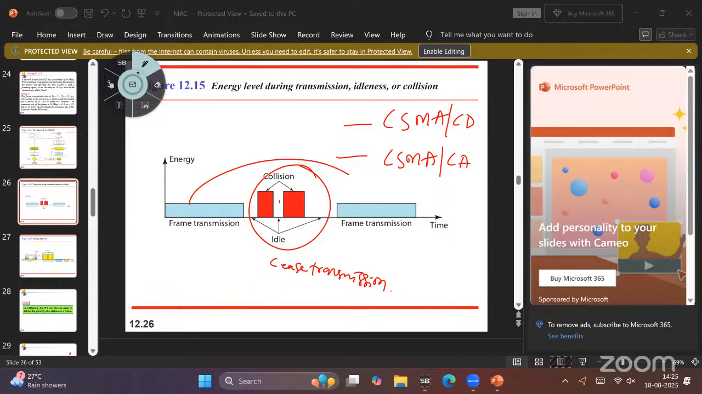Next one is CSMA/CA. What is CSMA/CA? Collision avoidance. We need to avoid the collisions. You know, a crash can happen behind a bus or a lorry. Keep 50 feet distance. Why?